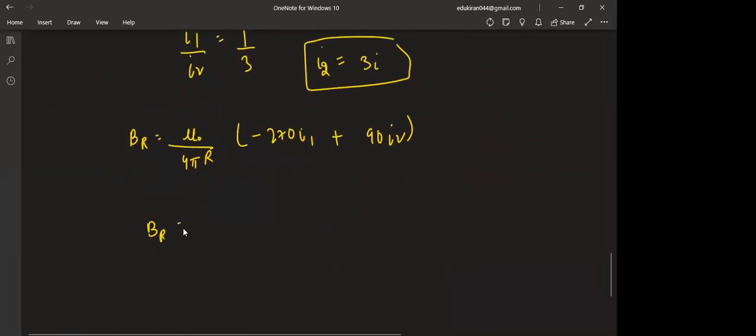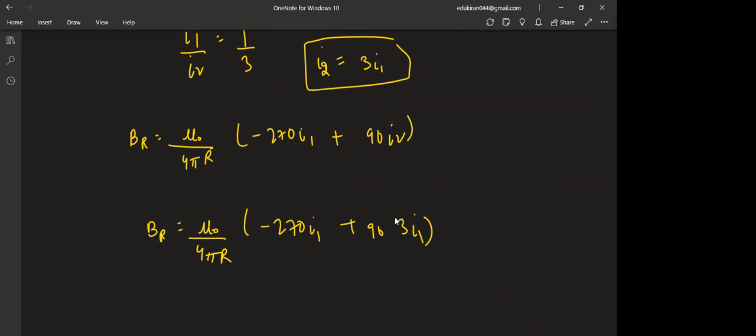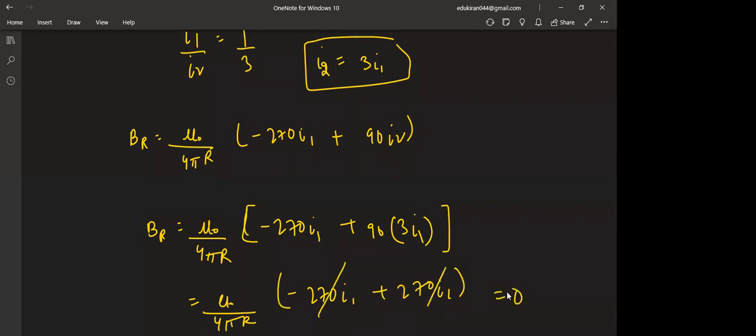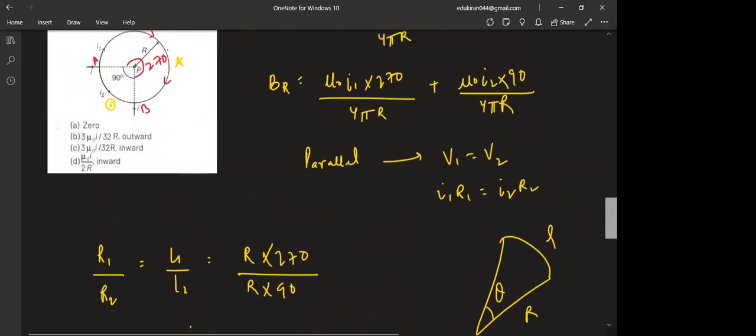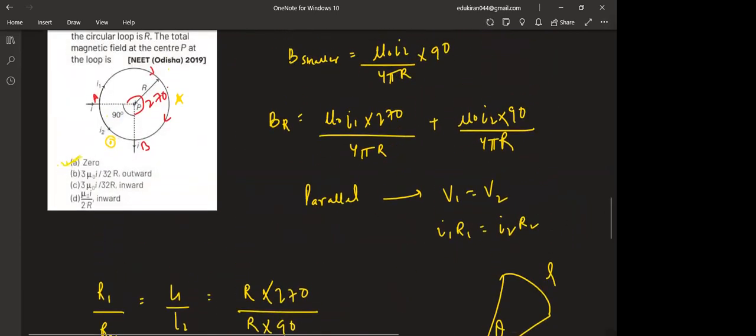So B resultant, this will be mu naught by 4 pi r into minus 270 I1 plus 90 I2. What can I write I2 as? 3 times I1. Now I have one single relationship with I1 only. So mu naught by 4 pi r into minus 270 I1 plus 270 I1. See, they are getting cancelled. So resultant magnetic field is 0. So option, I think A, or which option? Yes, A option. This is the right answer. Note it down.